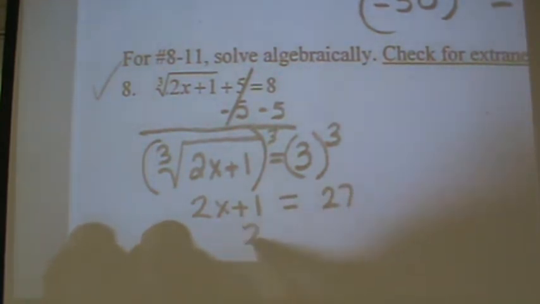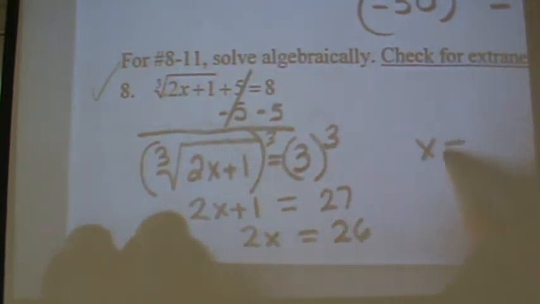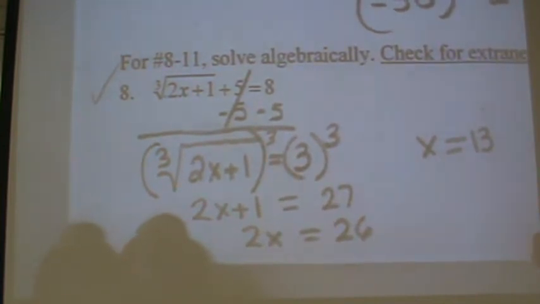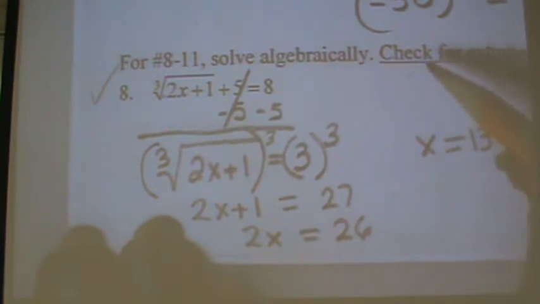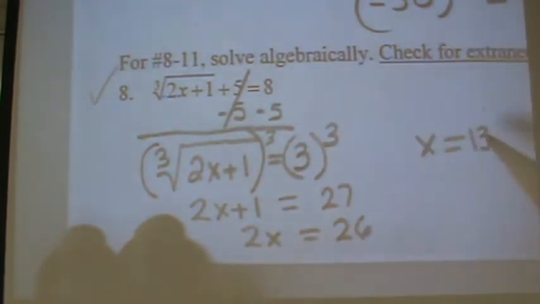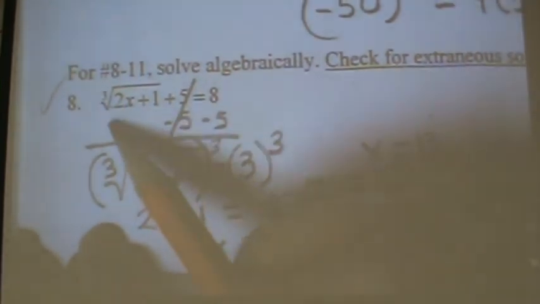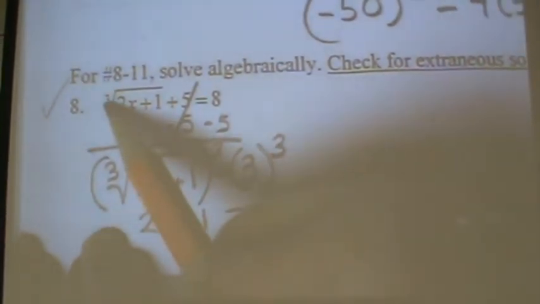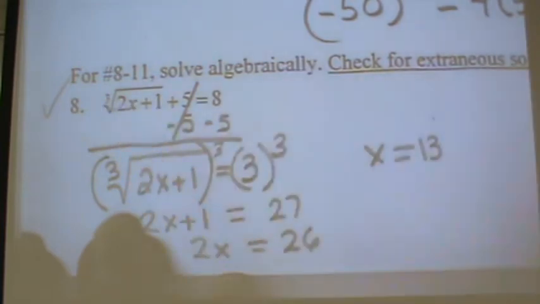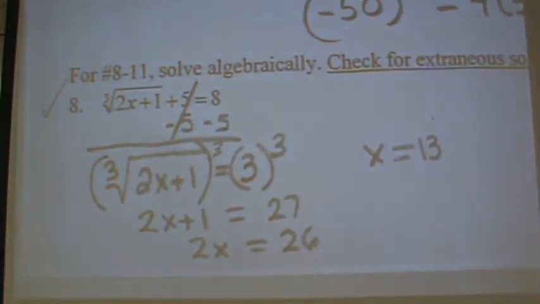Subtract 1. 13. I feel like this was on our test. We had a problem just like that on our test. It was on the review. Now, whenever you're doing any of these problems, you always must check for extraneous solutions. But this question, like I said, it might not be cube root, it might be square root, but it's on your test.